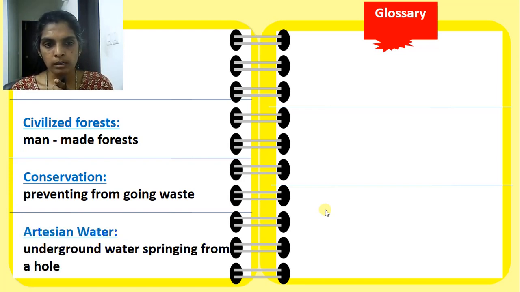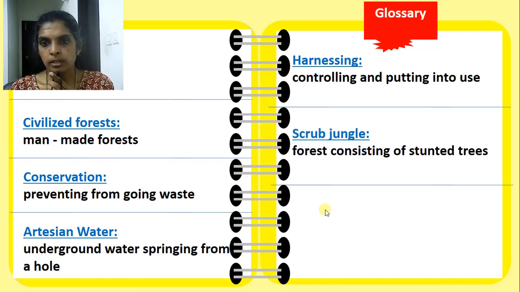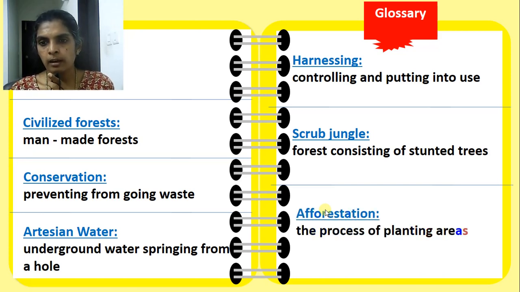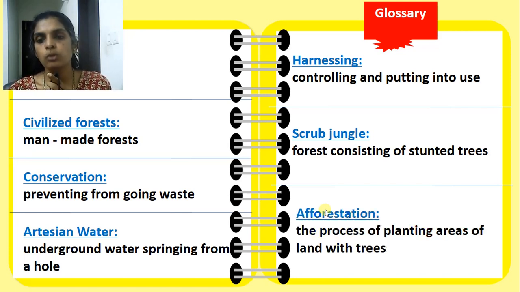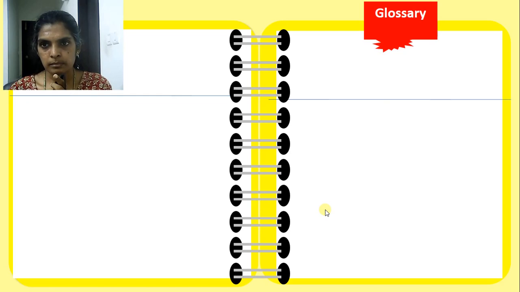Artesian water, underground water springing from a hole, like a well. Tanks, all these are artesian waters. Harnessing, controlling and putting into use. Scrub jungle, forest consisting of stunted trees. Stunted means small, trees which don't grow very big. Afforestation, the process of planting areas of land with trees.